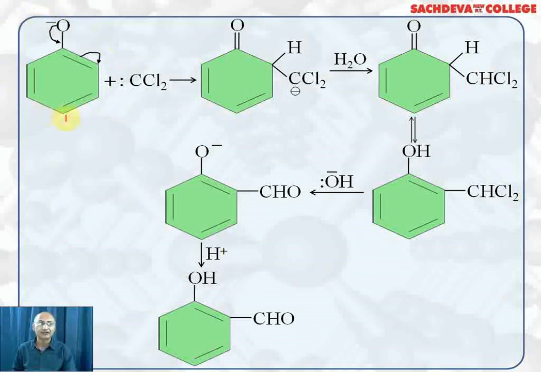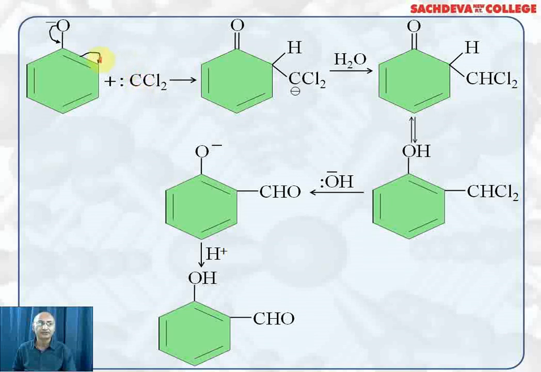This is sodium phenoxide, because phenol will react with NaOH to form sodium phenoxide. So this is the phenoxide ion, and this is the active electrophile, which is called dichlorocarbene. How is it formed? Chloroform reacts with OH ion to form CCl3 negative, which breaks down into chloride ion and dichlorocarbene. Now dichlorocarbene is electron deficient, that's why it acts as an electrophile.